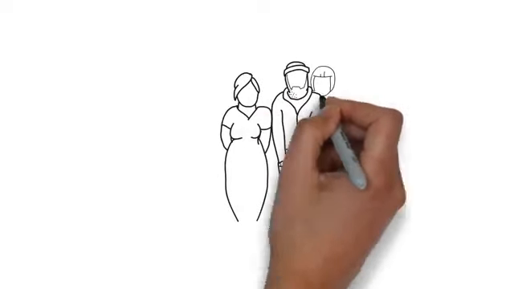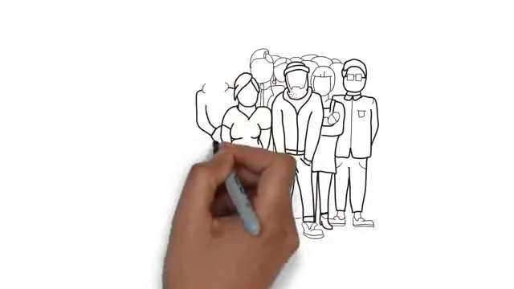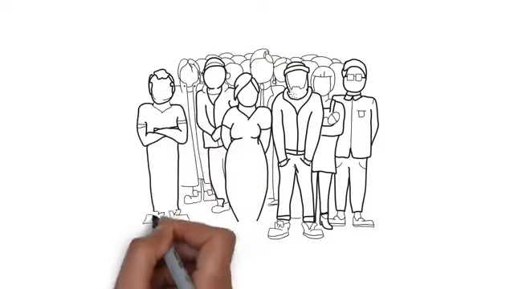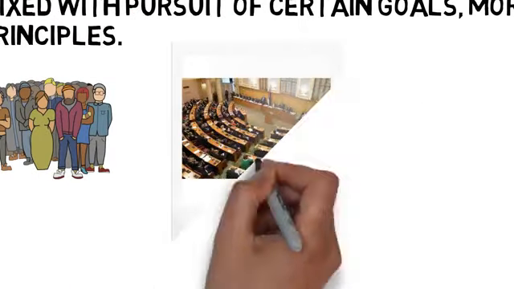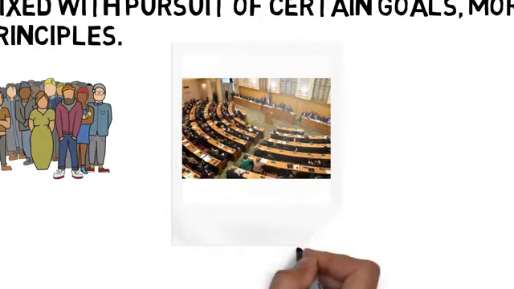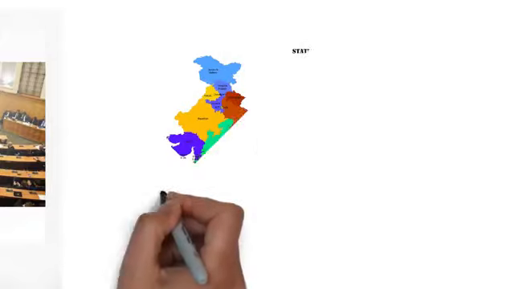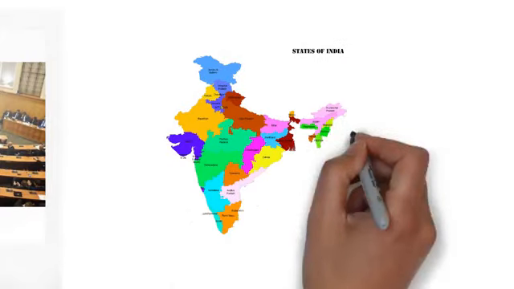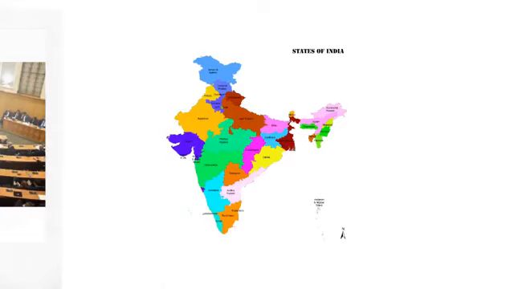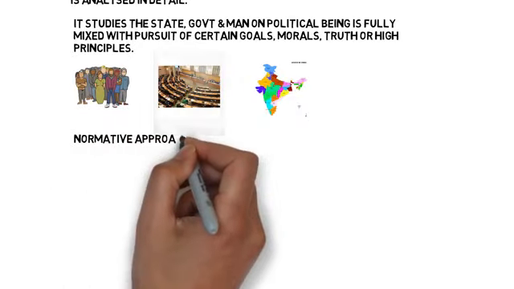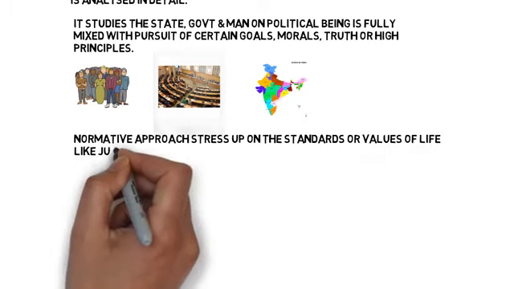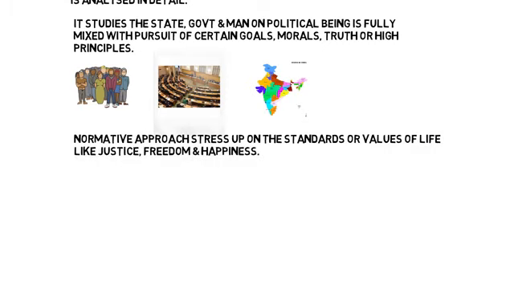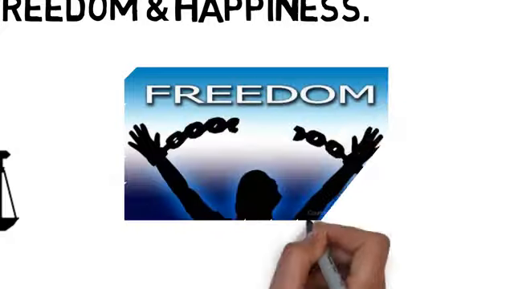This point basically talks about that man, government, or a state all are political entities, and because they are political entities, they are moved by certain goals, moral values, truth, or definitely they have been guided by the high principles of living together in a particular state. Therefore, the normative approach stresses upon the standards or values of life like justice, freedom, and happiness.